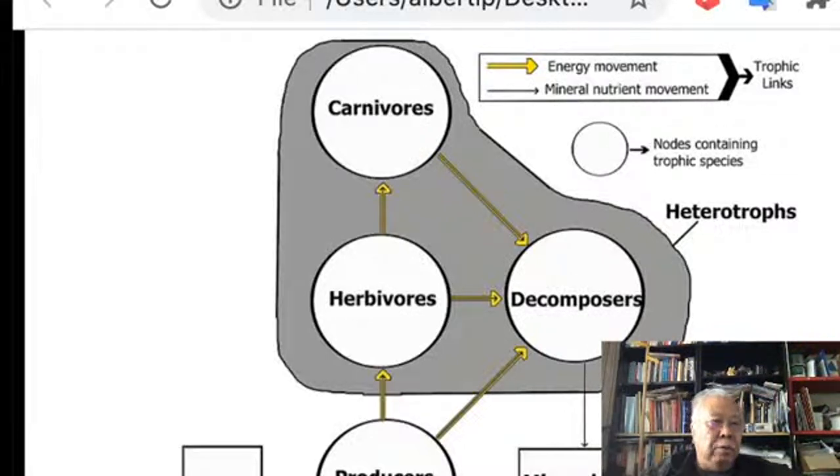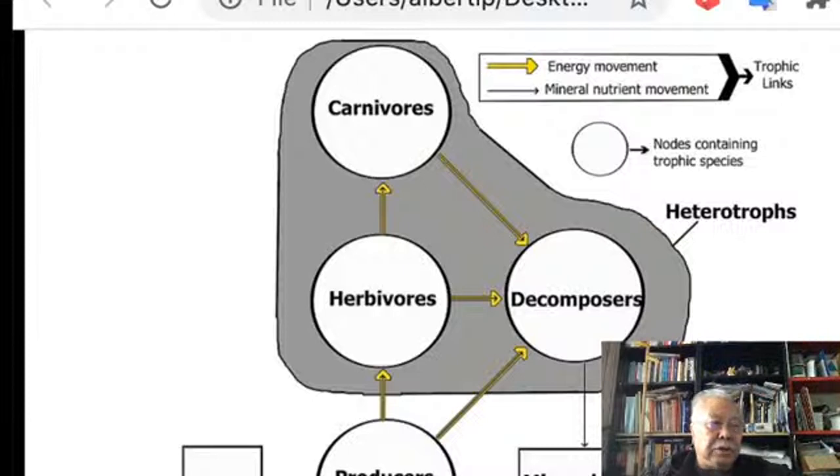Then we have the herbivores, which eat plants. Then we also have the carnivores, which eat the other animals. But when they die, they will be eaten by the decomposers, which change them back into the minerals, which are then used for the plants to grow. So this is a complete cycle.